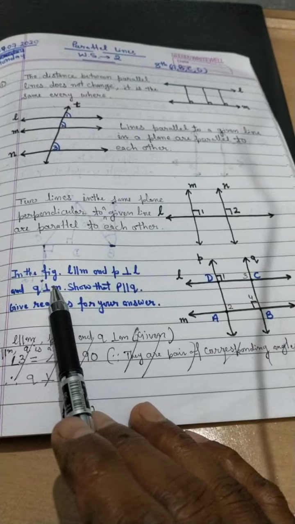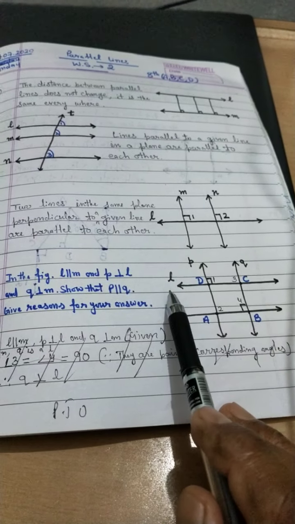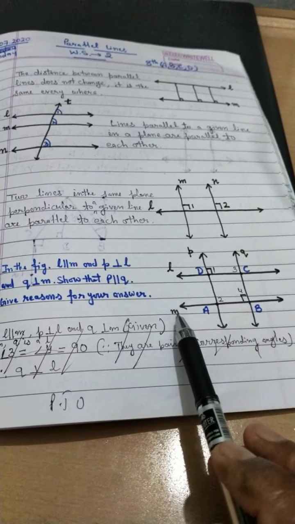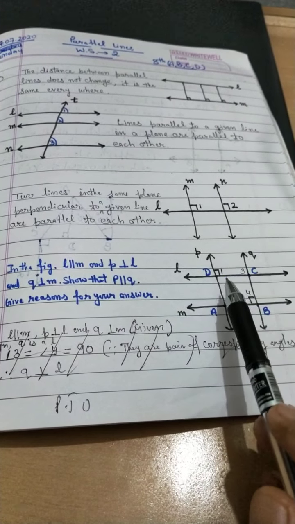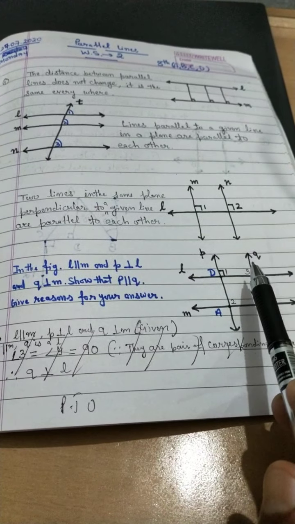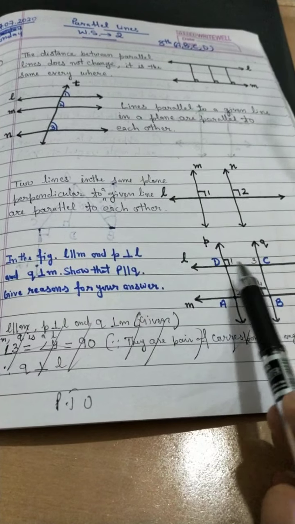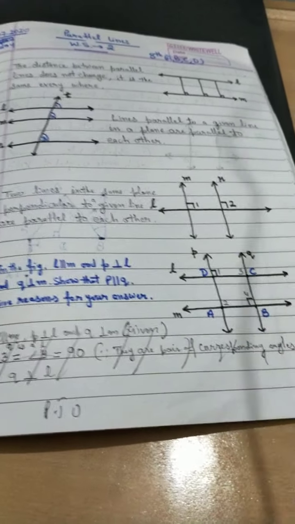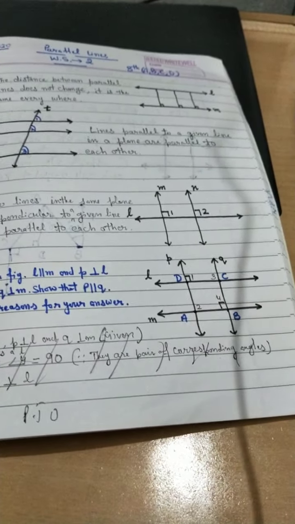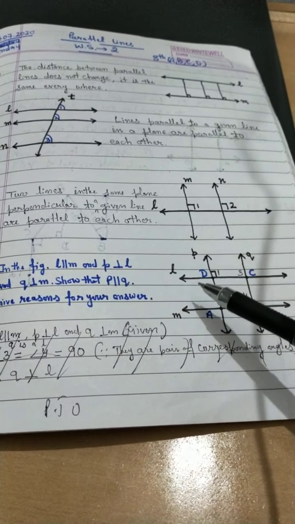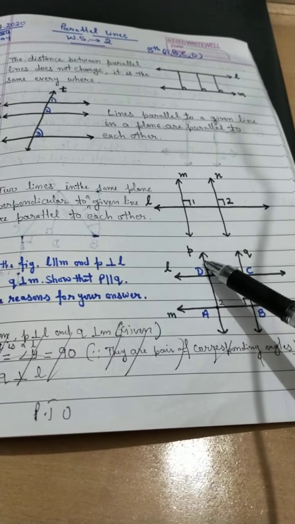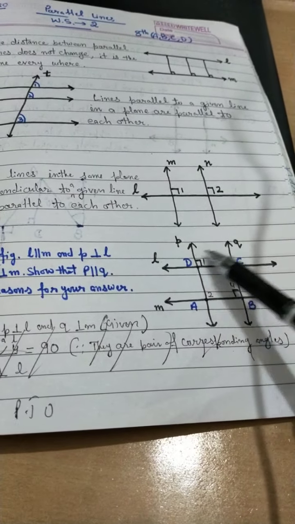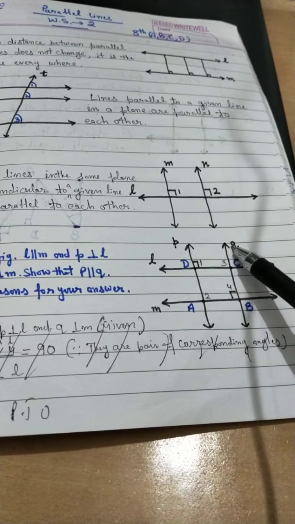In the figure, L and M are parallel lines, and P is perpendicular to L and Q is perpendicular to M, so that P is parallel to Q. First, it is given that L is parallel to M, and we have to show that P is parallel to Q. P और Q को पैरेलल शो करना है.